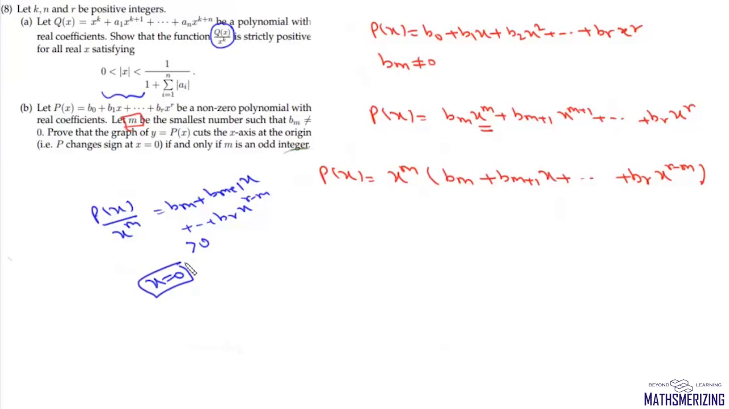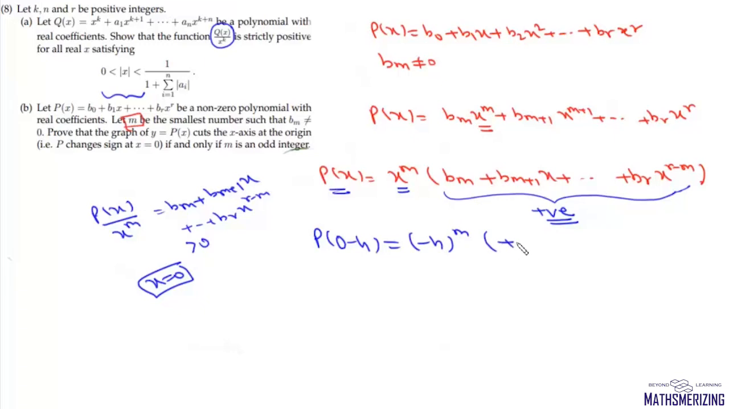So we can write this px as x to the power m, and then this expression bm plus bm plus 1x plus br x to the power r minus m will be positive in the neighborhood of 0. That means the sign of px will only depend on the sign of x to the power m. So if we take p 0 minus h, it'll be minus h to the power m into a positive value, and then p 0 plus h will be h to the power m and then a positive value. So this 0 plus h will always be positive.